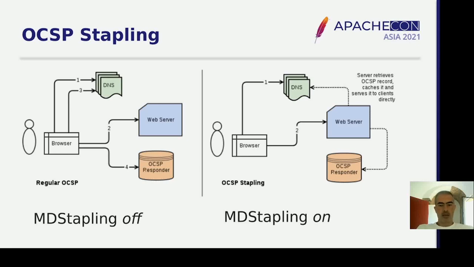Stapling is a caching mechanism that makes it possible to improve speed on HTTPS requests, because the browser just asks the web server about its certificate and about the status of the certificate itself. The web server every so often asks the OCSP responder the status and the information about revocation of its certificate, and it creates a cache. So on one side, it's faster to respond to HTTPS requests. On the other side, it can reply with the cached data.